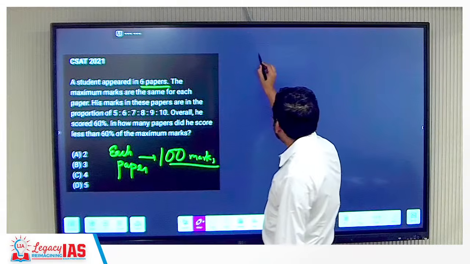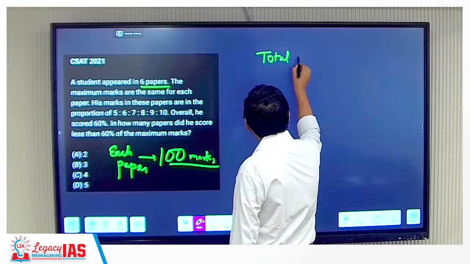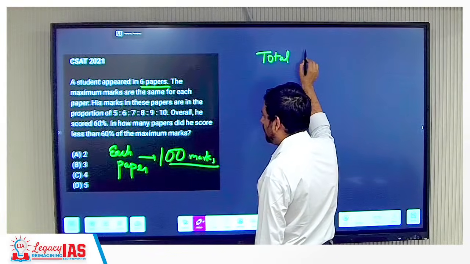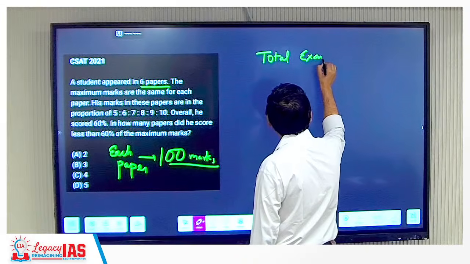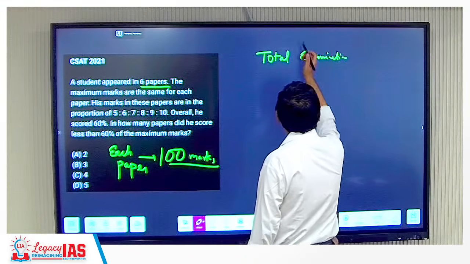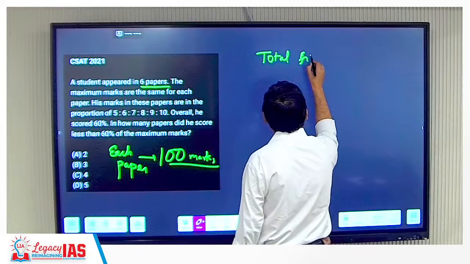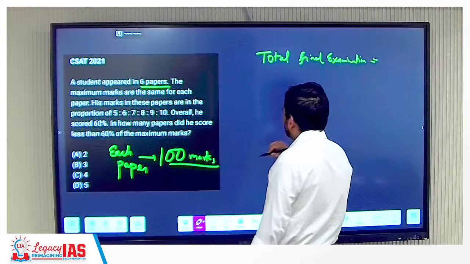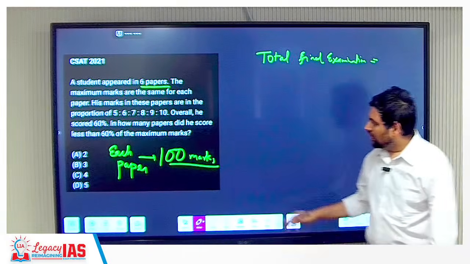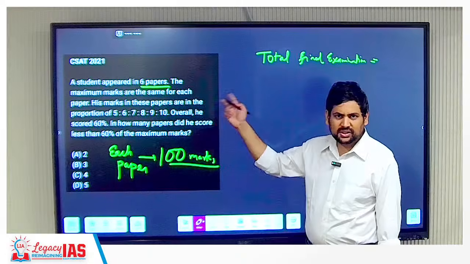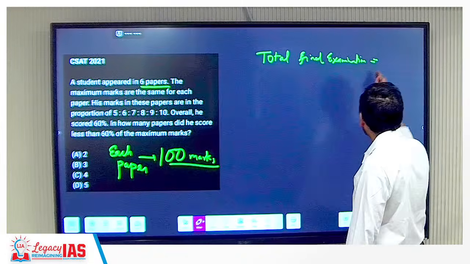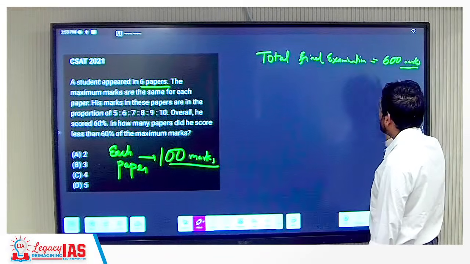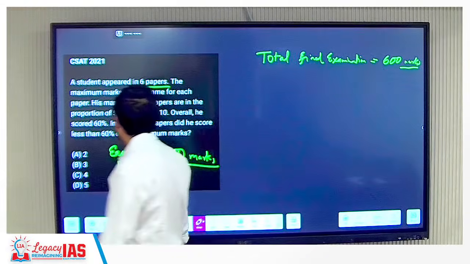Now, the total in his final examination, what is the maximum marks total for his final examination? This will be for 6 papers, 100 marks each. So this will be 600 marks. You understand? 600 marks is the total marks for the entire paper.